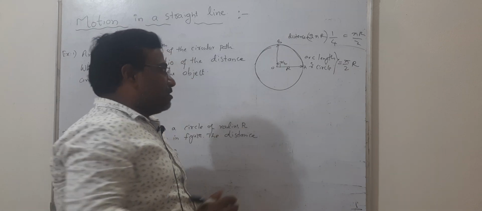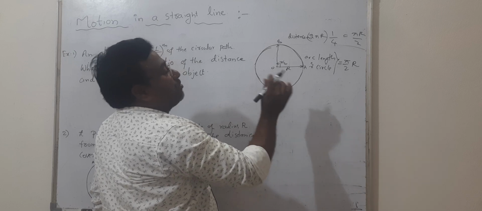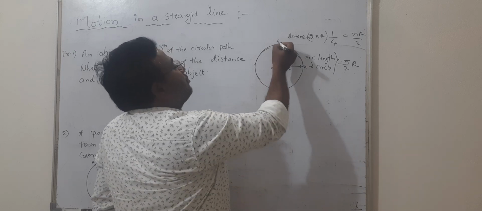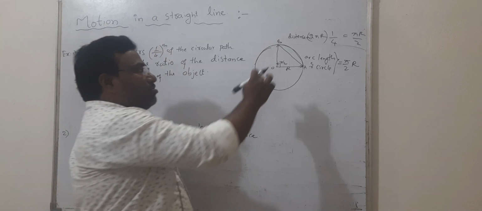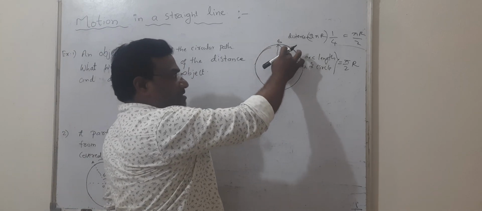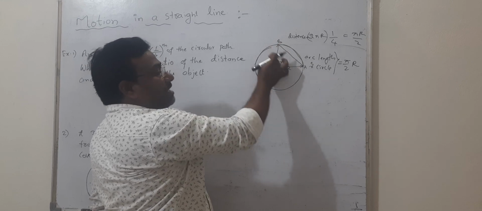Then what is the displacement? Look, this is the initial point, this is the final point. What I have said earlier, you have to draw a straight line between the initial point and the final point. So draw a straight line like this. But now this straight line is not equal to this arc AB. It is different. This is R and this is R, so this is a 90-degree angle. So it is a right angle triangle.